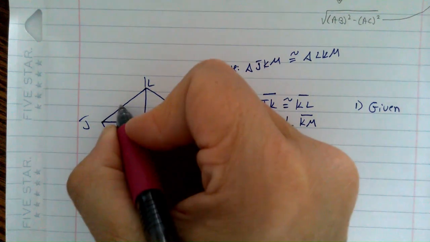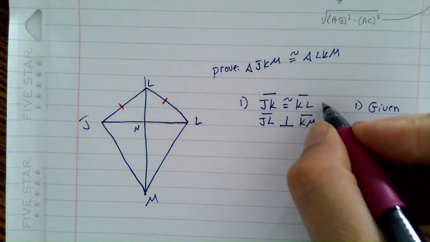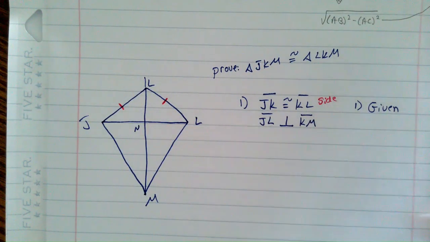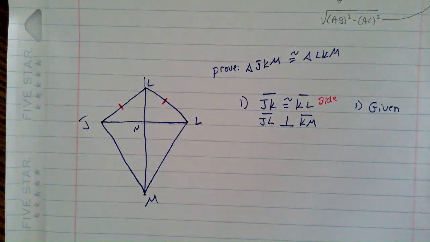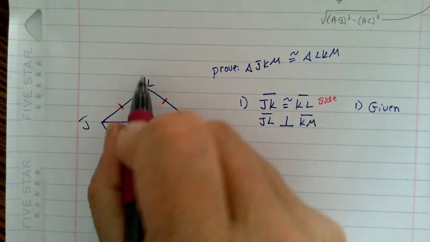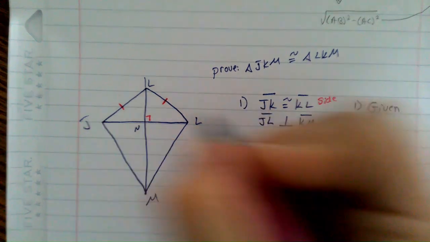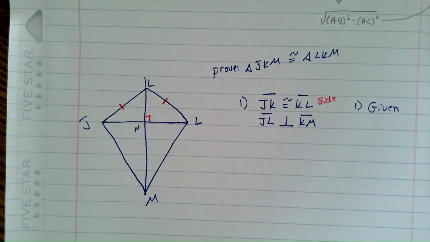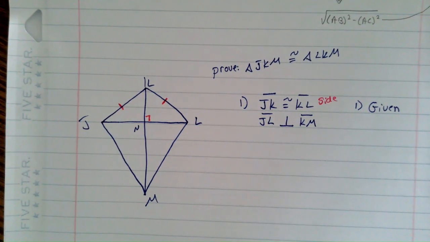JK is congruent to KL. Ooh, that's a side, right? JL is perpendicular to KM. Oh, this is a 90-degree angle. Well, that's a 90-degree angle that's not even in my big triangle. Yeah. Okay.